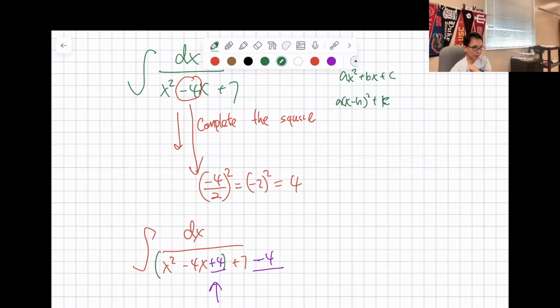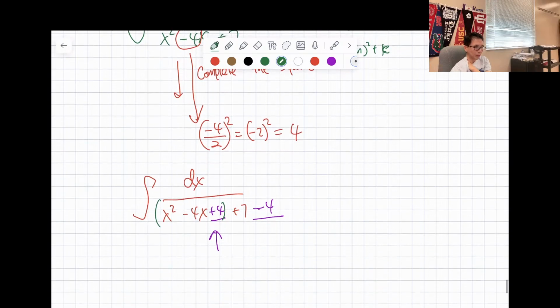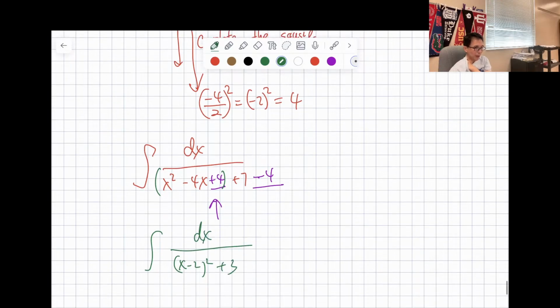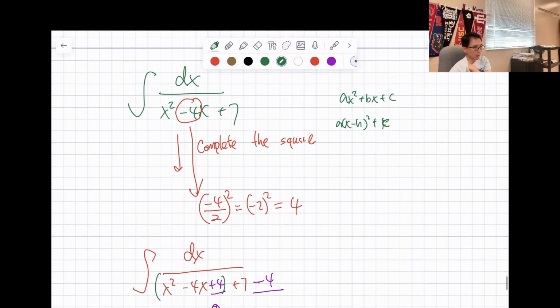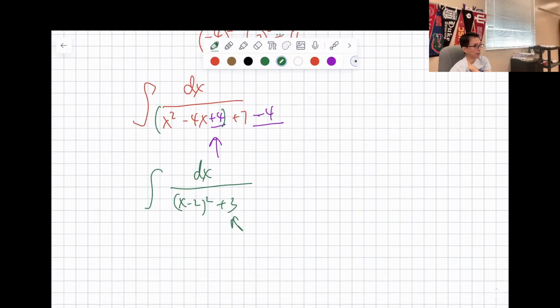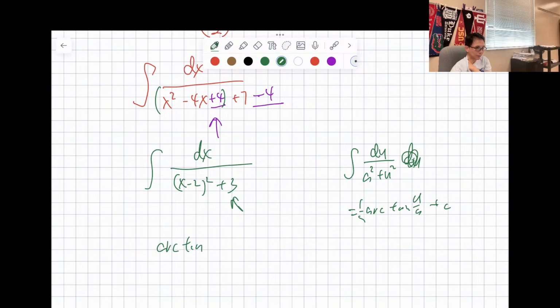And then I put parentheses around those two terms. That becomes x minus 2 squared plus 3, and that's dx. Essentially, if I expand the bottom here, I get the one on the top. But I write it in a form that is arctan, because the integration of du over a squared plus u squared is equal to arctan of u over a, times 1 over a, plus c. So this is going to be arctan of (x minus 2) over square root 3, times 1 over square root 3, plus c. And that's my final answer.